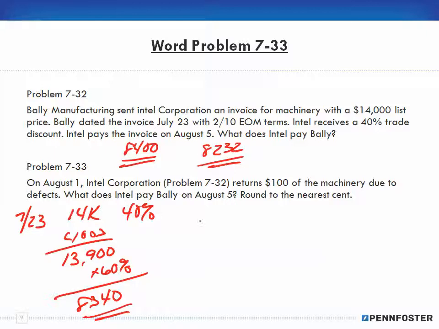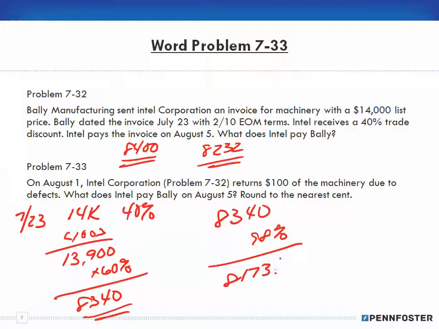It says, what does Intel pay Bally on August 5th? It's basically the same thing. We know it falls within the discount period because we figured that out in problem 7-32. We have the 8,340, and since they're getting a 2% discount and we only want the net price, we take the complement: 100 minus 2% is 98%. So we multiply the 8,340 by 98%, and we end up with $8,173.20, the amount that needs to be paid by Intel to Bally for problem 7-33.